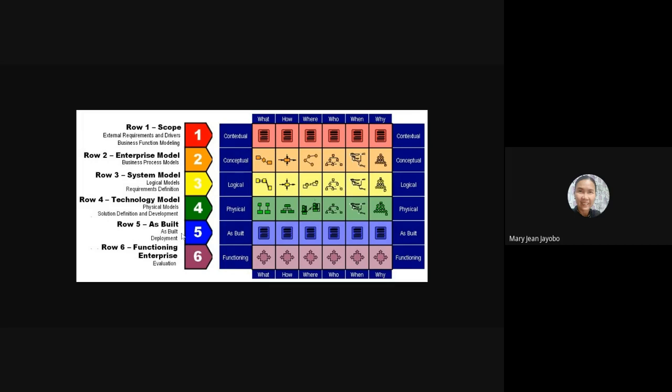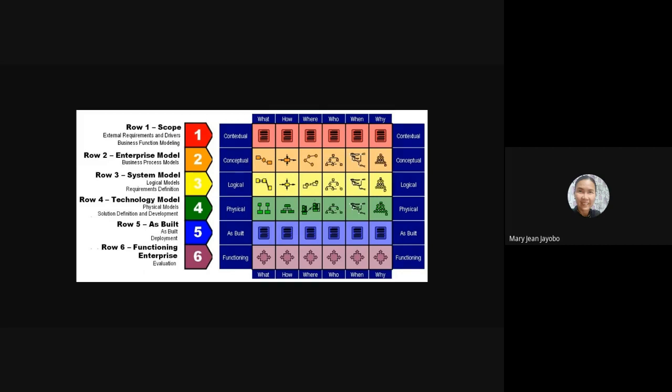And then, row 5 is the subcontractor's view or component assemble. So, as built, di ba? So, what are the necessary things or requirements that you need to have to build? Okay, and then how are you going to build it? Where, who, when, and why. So, ganun din siya.